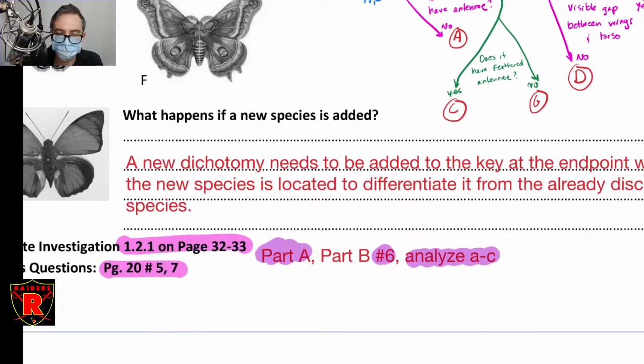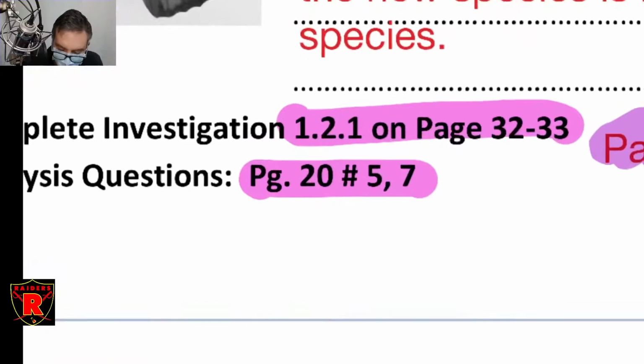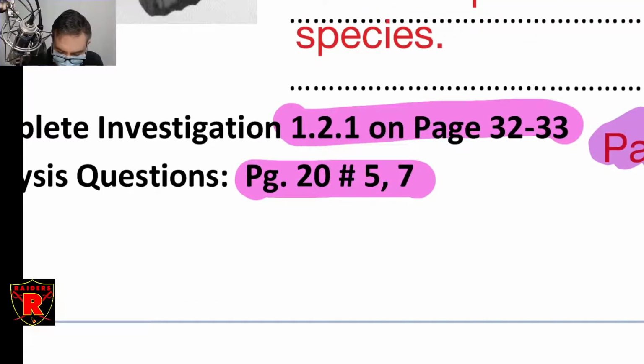That's just some practice with dichotomous keys. And then there are some analysis questions that go along from the text. It's on page 20, numbers 5 and 7. So that's what goes along with this lesson.